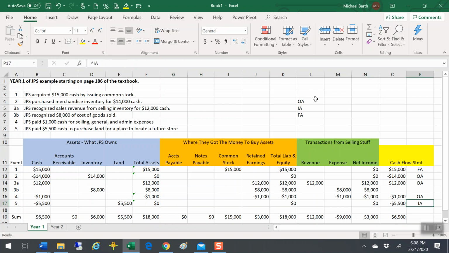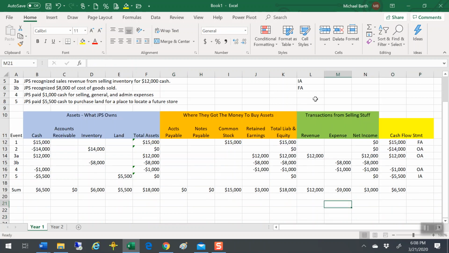All right, so now we have an income statement: revenue 12,000, expenses 9,000, net income 3,000. We got a balance sheet with assets that total $18,000: 6,500 cash, 6,000 in inventory, 5,500 in land. That's the assets, or things that JPS owns. Where'd they get the money to buy the stuff? They sold $15,000 worth of common stock and they earned $3,000 of net retained earnings. All right, balance sheet balances, all is good with the world.